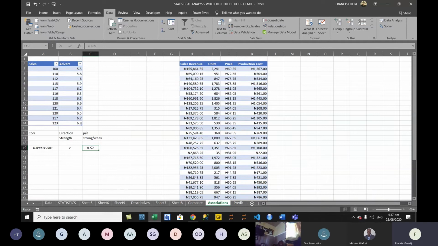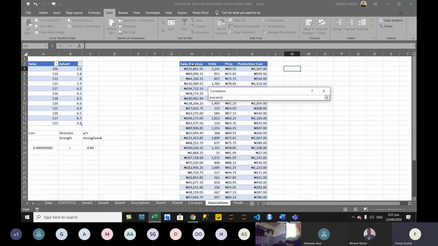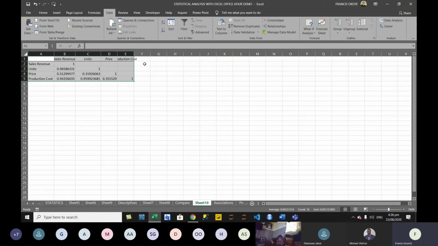Now, if we have more than one variable, we need to represent it in what we call a correlation matrix. Okay? And that, again, we don't have in the function itself, but we have it in the Toolpak. So if you come to your correlation, okay, input range, I select my range. Columns, all right. I can put that in a new sheet if I want to. Okay. So I also have my correlation matrix. Now it's the same interpretation, whether it's positive or negative.